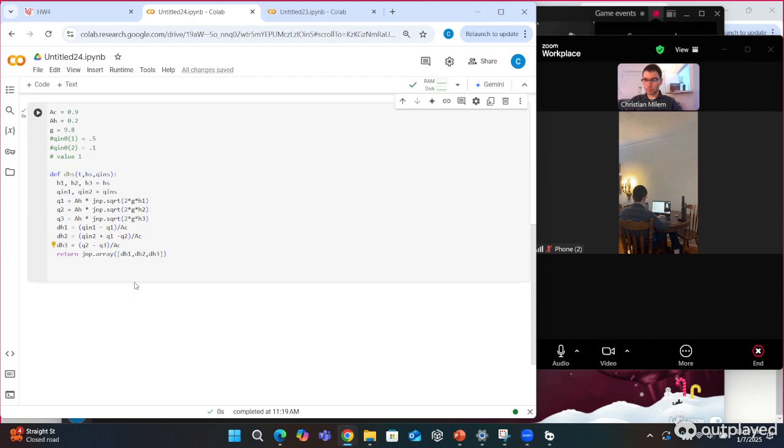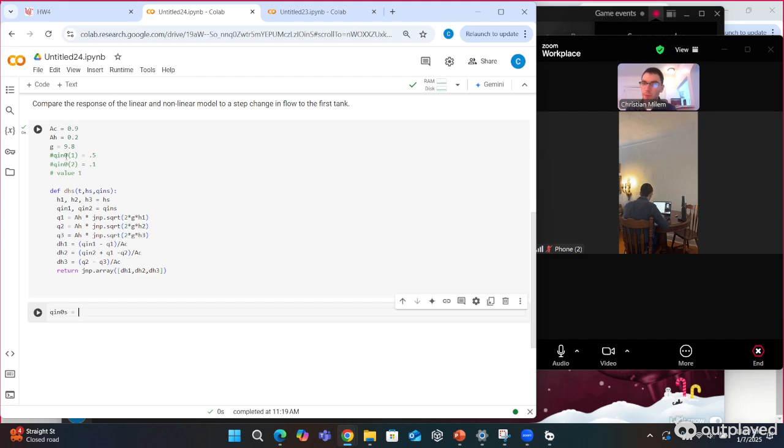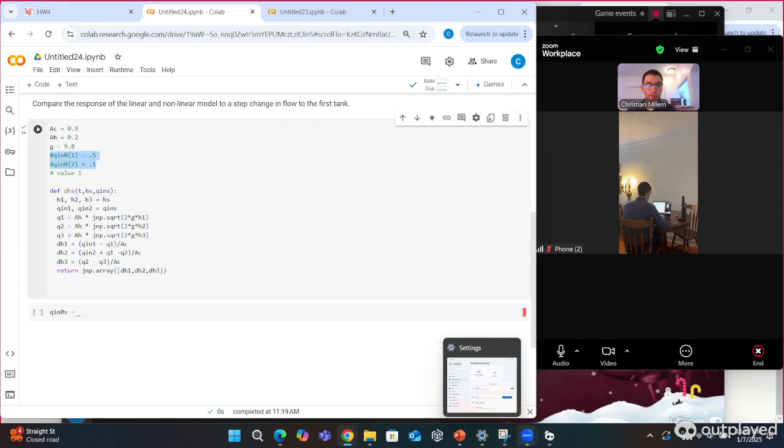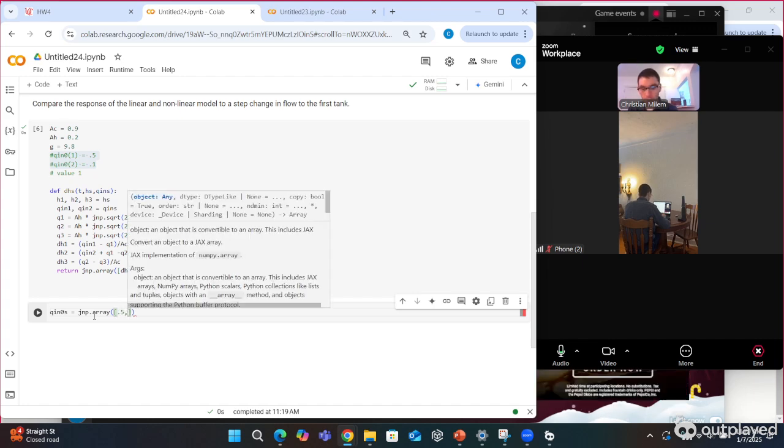Now we need our initial values, for our flow rate and also for our height. We'll start with the flow rates because our heights are going to be a little more complicated. Our initial flow rates we have written up here, so that's going to be np.array with our first one and our second one.